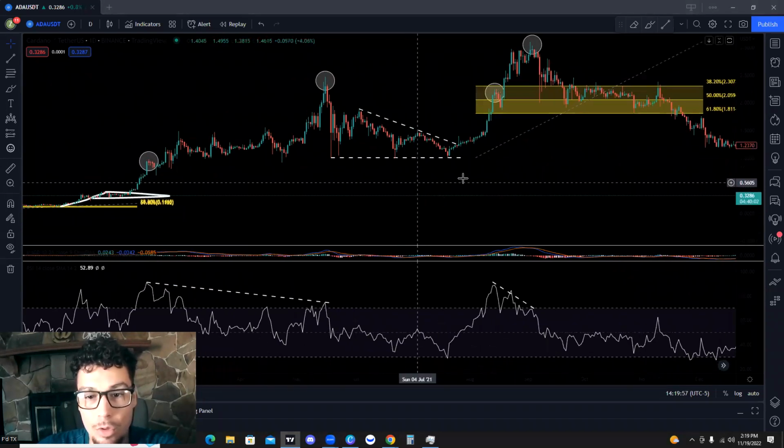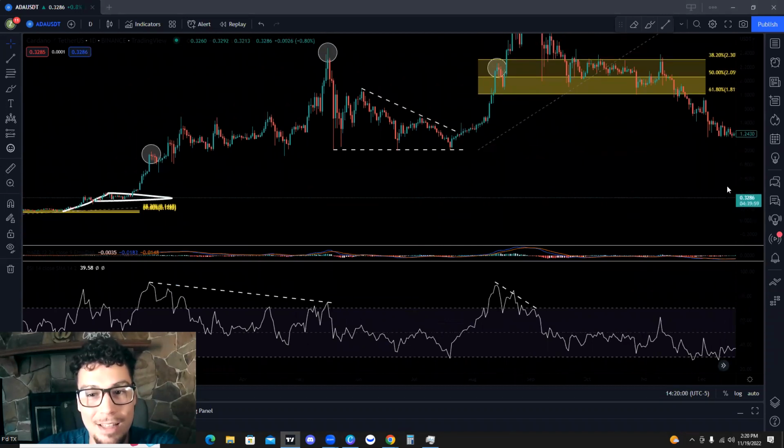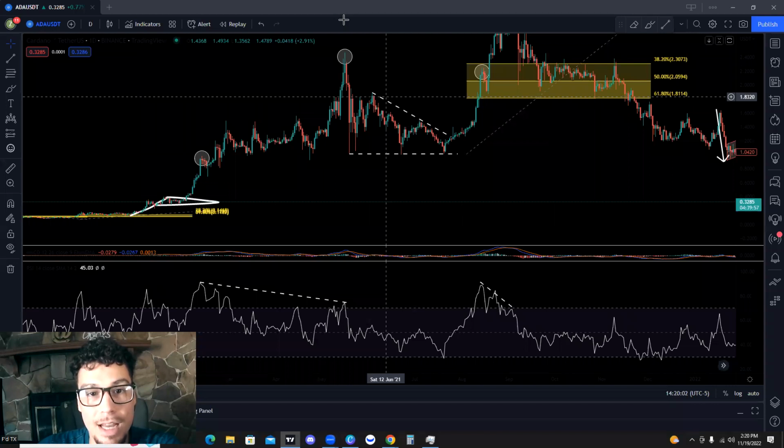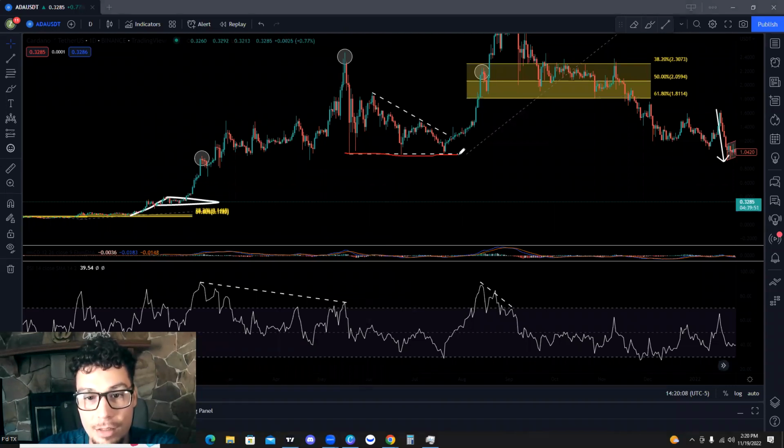Now, the next pattern that we'll look at is going to be a continuation pattern. And it's going to be this pattern right here. It's going to be this nice triangle pattern. So it's not a wedge. It's got a very clearly defined base support level. And then we have this trend line here to the top.